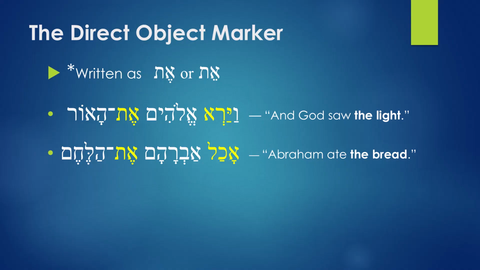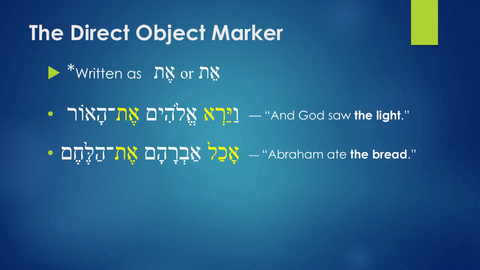Another one is, Achal Avraham et halechem. How do you translate that? Look at et. You have a verb, achal, which means he ate. You can see kametz patach, third person masculine singular, he ate. Who is eating? The subject follows, Abraham. So you don't say he ate Abraham. Abraham is not the one being eaten. Abraham is the one who is eating. Abraham is a subject. Verb, subject, object.